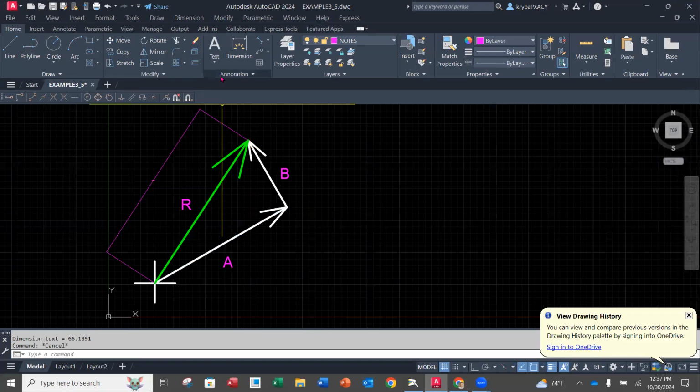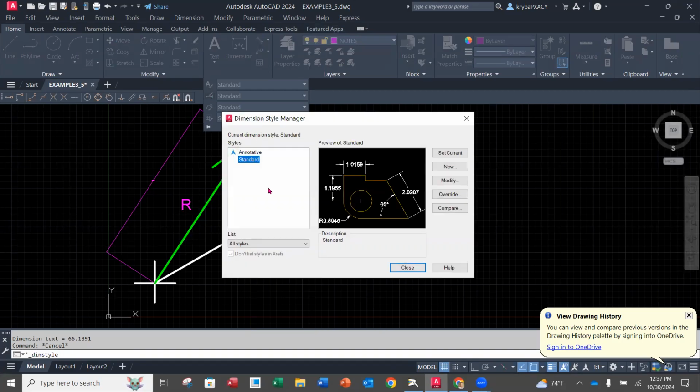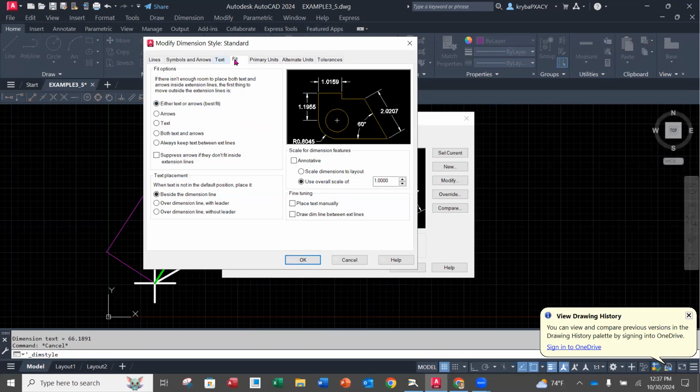So we are going to need to go into annotation, dimension style manager, modify, and on the fit tab, we are going to change the overall scale. This is the scale for the dimensions. We're going to change that. We need to make it bigger. So I'm going to go 10 and we'll see.